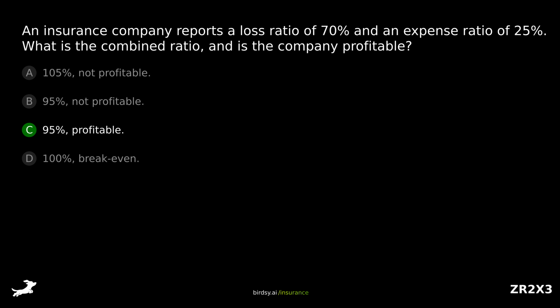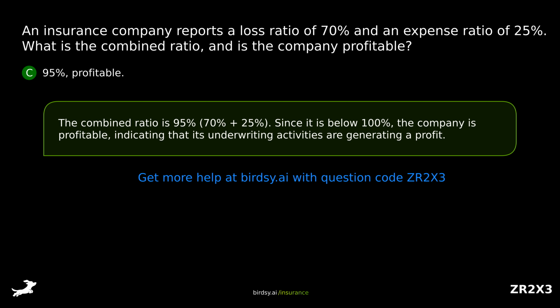The answer is C, 95%, profitable. The combined ratio is 95%. Since it is below 100%, the company is profitable, indicating that its underwriting activities are generating a profit.